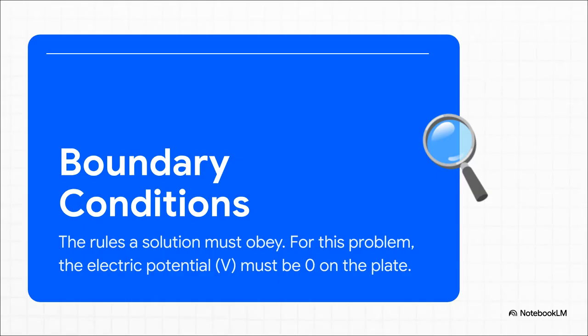The secret is something called boundary conditions. You can just think of these as the absolute, non-negotiable rules of the game for our specific problem. And for our metal plate, the most important rule of all is that the electric potential, the voltage, has to be zero everywhere on its surface. That's a physical fact we absolutely cannot break.